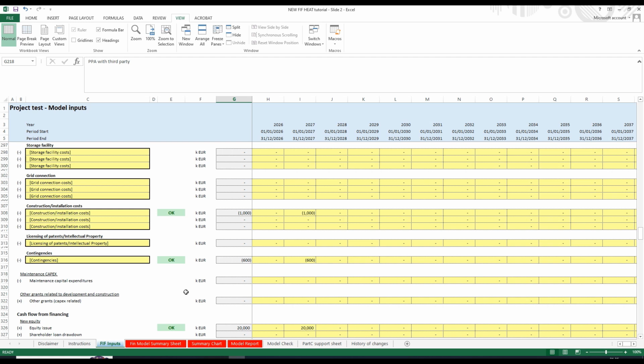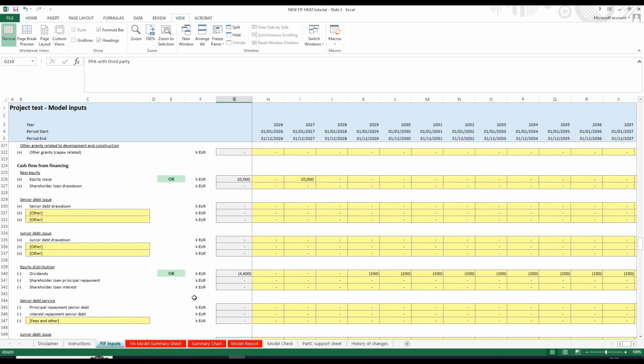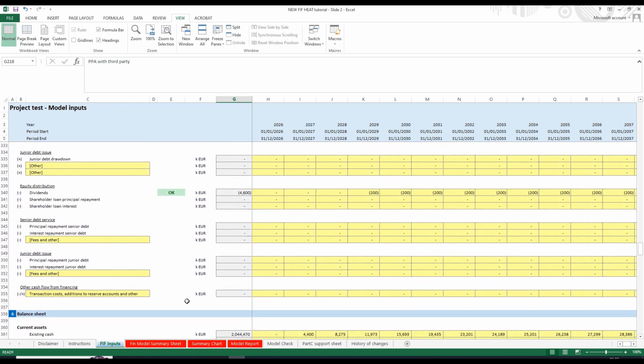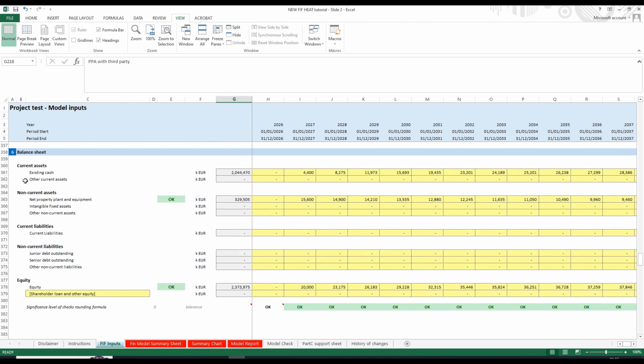Then, proceed with the financing elements. Enter details related to your financing plan, including any CAPEX-related subsidies, equity, shareholder loans, and debt financing. A final row allows you to enter other cash flows from financing, such as additions to a debt service reserve account. After that, provide the main parameters required for the balance sheet. Once all fields have been completed, the FIF template is fully finalized.